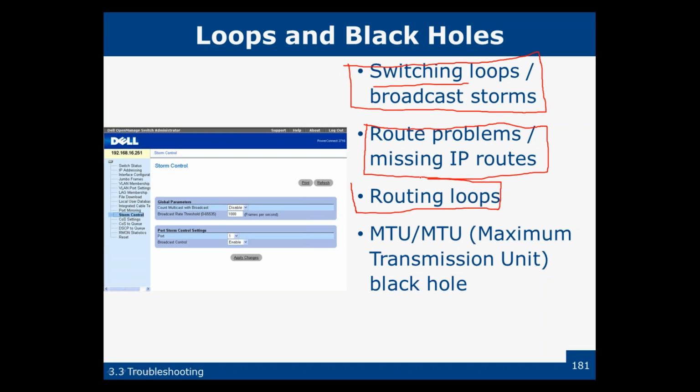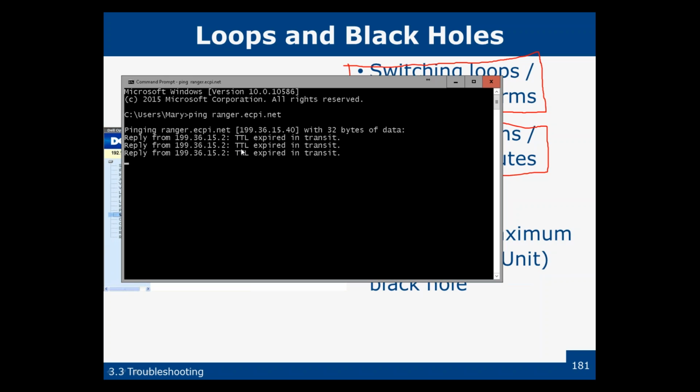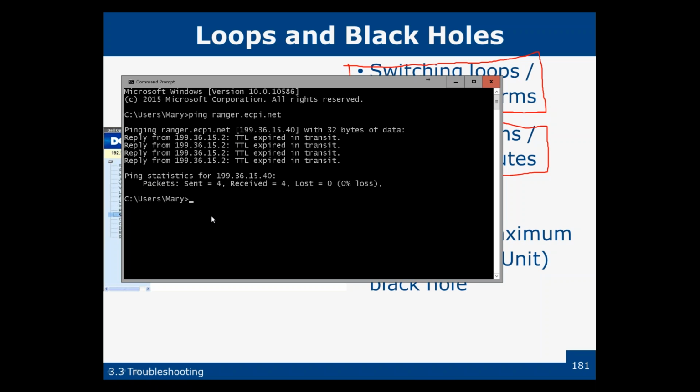Routing loops, you can actually kind of see them. I want to show you that one again, maybe, if I can get the command prompt up. So on this one, this is a ping. I immediately get TTL expired in transit. The next thing, and this is from the 15.2, and this is going to be a router.